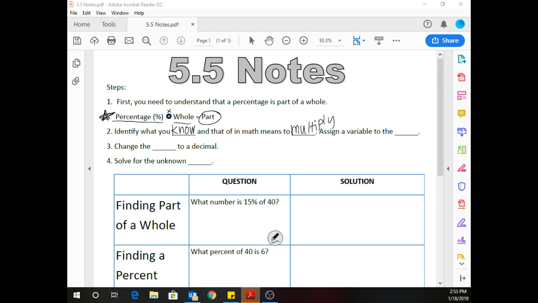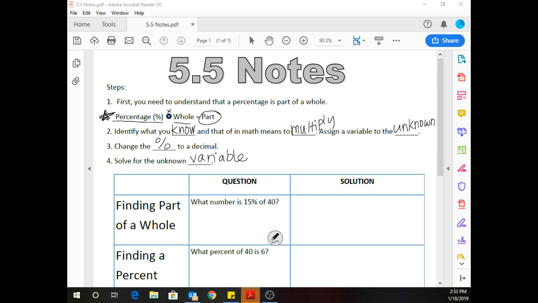And you're going to assign a variable to what you don't know, the unknown. I always assign x. You can do whatever letter you want. You want to change the percentage to a decimal, which is easy. Just move it two places to the left. And then you're going to solve for the unknown variable. Pretty simple stuff. Once you get it, it's super simple.